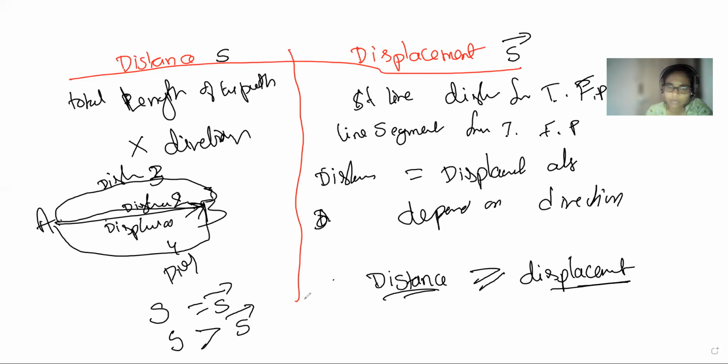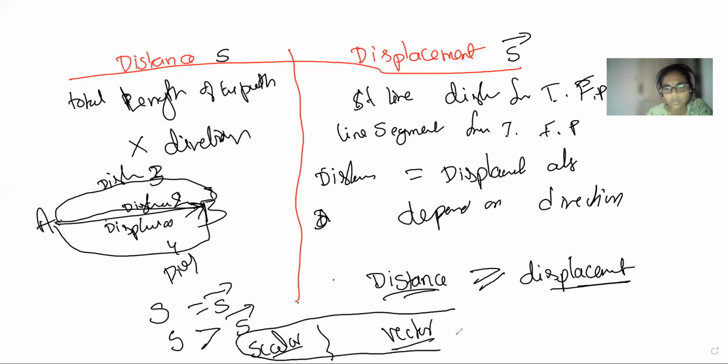And we can also write one more point here: distance is a scalar quantity and displacement is a vector quantity. So why are we going to differentiate scalars and vectors? In physics, we are going to use these two words also. I'll explain this in the next slide, children.